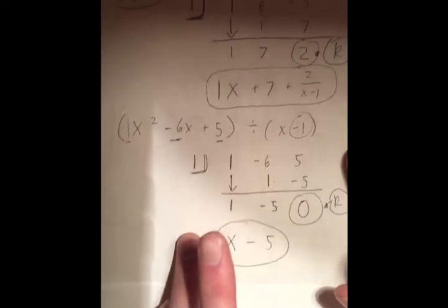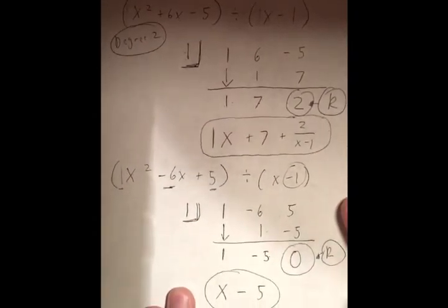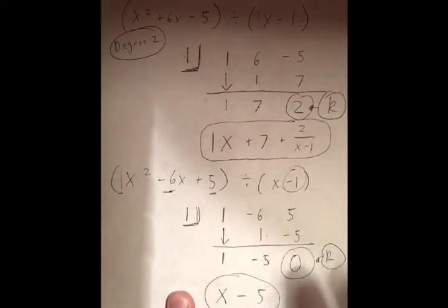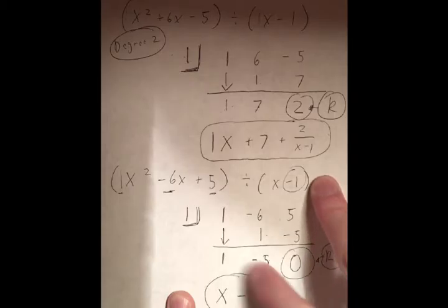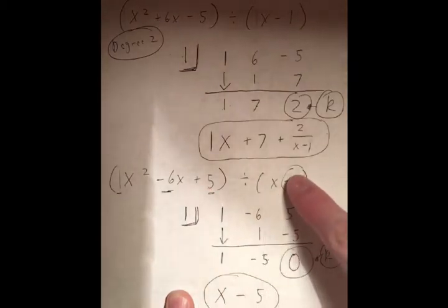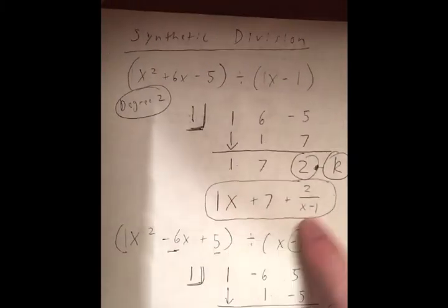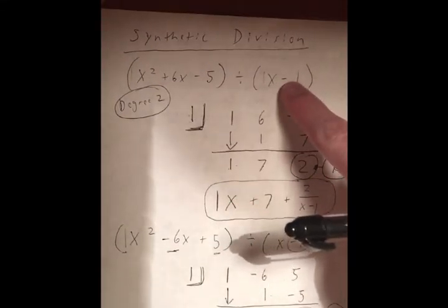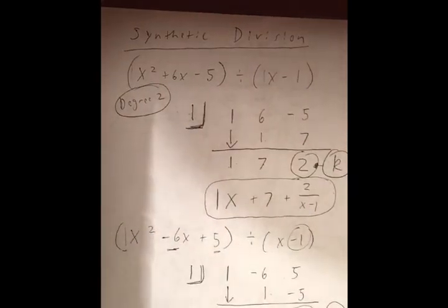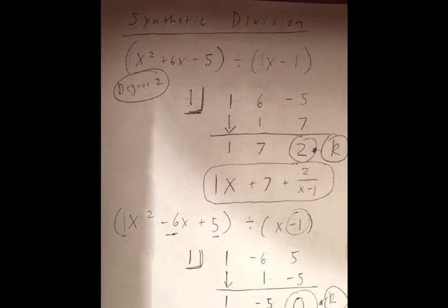And again, let me go back to the top for a second. You can always check these. You can always, again, multiply these two together, right? And you should get that. So x minus 5 times x minus 1 will get you this. And there's all this junk times x minus 1 is going to give you this. You can double check that, and it's going to work all the time with synthetic and long division.